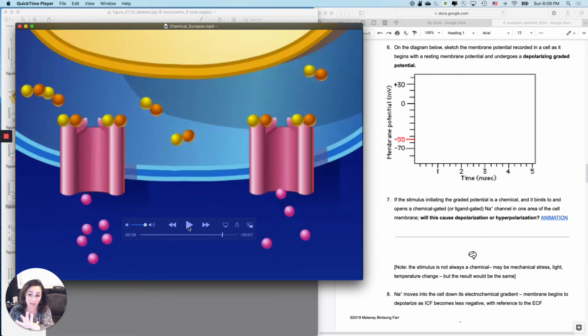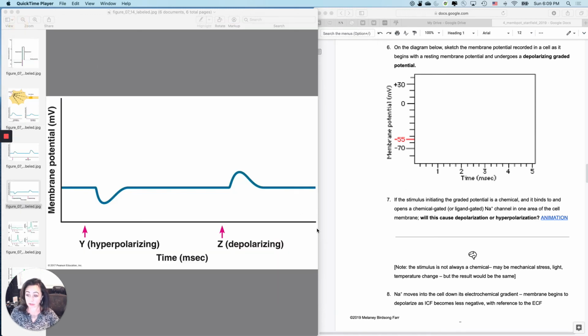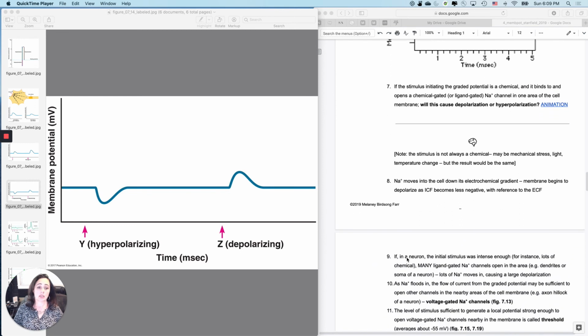Okay, so exactly what we saw there would be represented as a depolarization closer towards zero. If the membrane potential reaches threshold level, an action potential will be produced. Okay, so just to give you a visual of ligand-gated sodium channels causing depolarization. Sodium moves into the cell down its electrochemical gradient. The membrane begins to depolarize as the intracellular fluid becomes less negative with reference to the ECF.